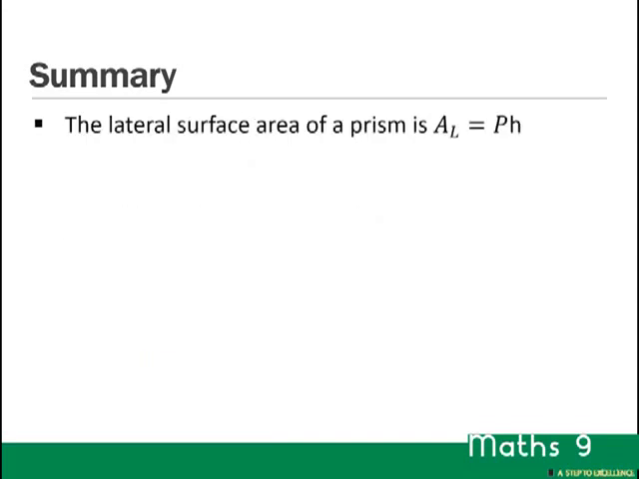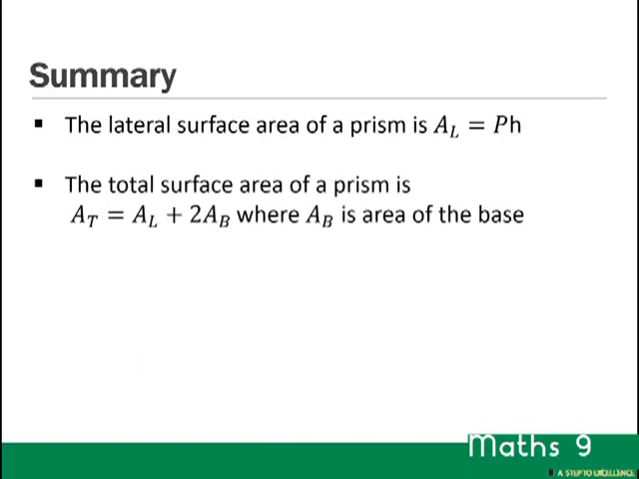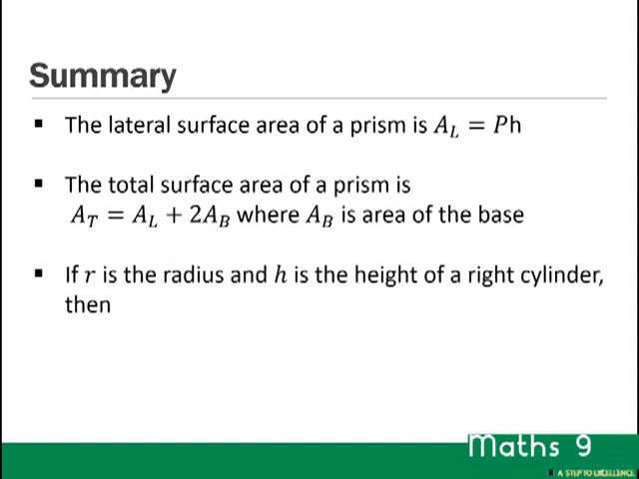The lateral surface area of a prism is AL equals PH, which is the perimeter times the height. The total surface area of a prism is AT equals AL plus 2AB, where AB is the area of the base. If R is the radius and H is the height of a right cylinder, then AL equals 2 pi RH, AT equals 2 pi RH plus 2 pi R.